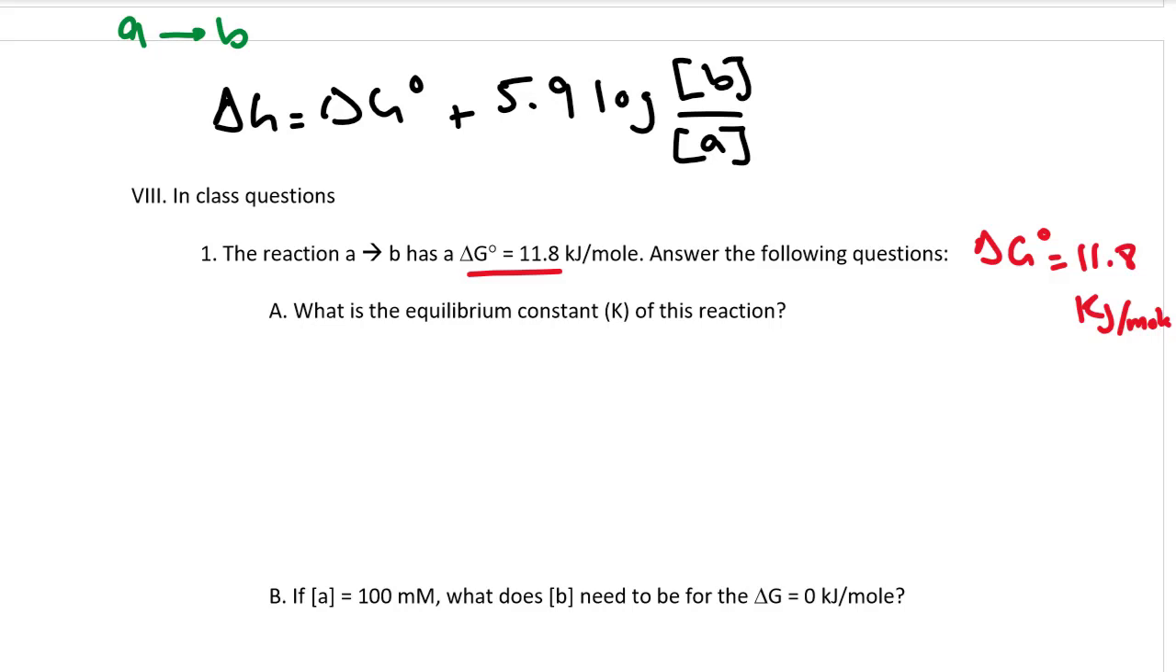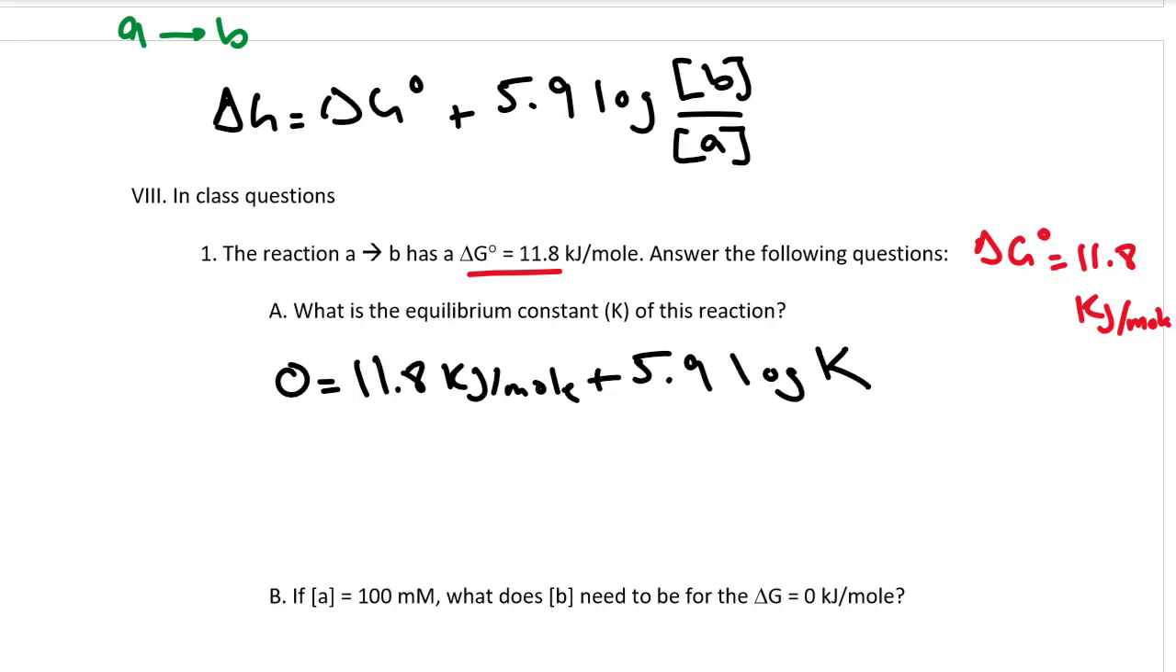We know at equilibrium, delta G equals 0. So we go ahead and put 0 for delta G. We know our delta G standard is 11.8 kilojoules per mole plus 5.9 log of K, because at equilibrium, the ratio of product over reactant will just be the equilibrium constant. And we go ahead and solve for this. This is pretty straightforward. Just so you know, the units for this part are also kilojoules per mole. That's why they will cancel out.